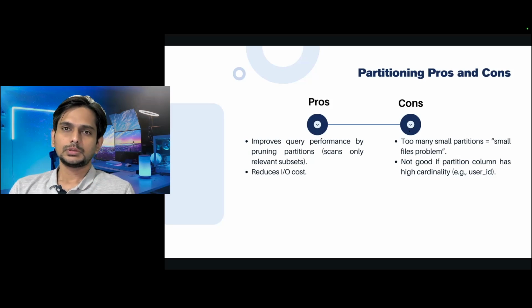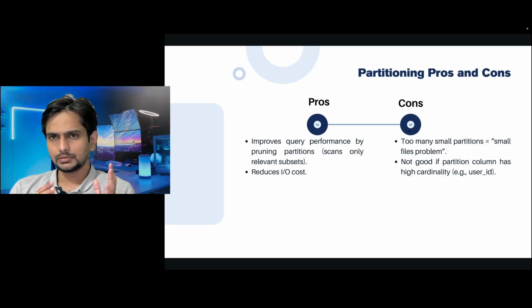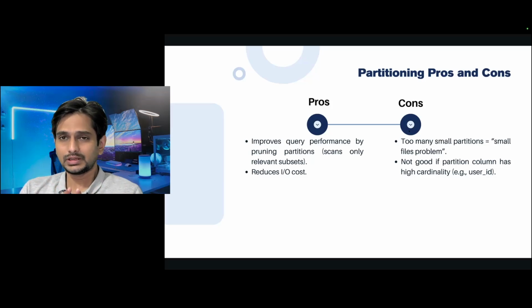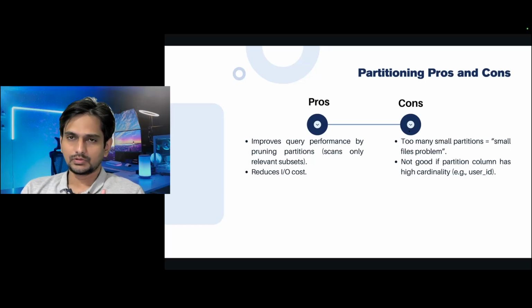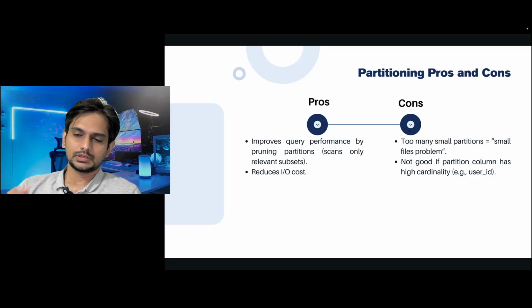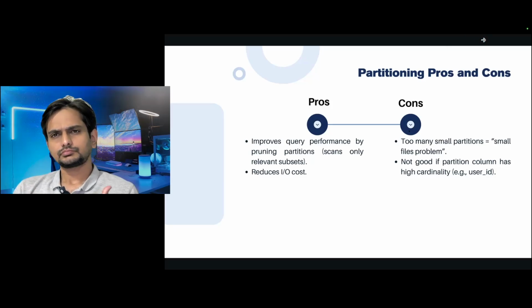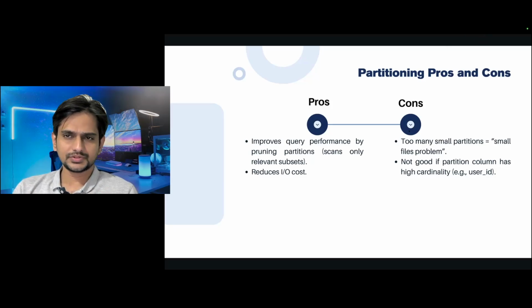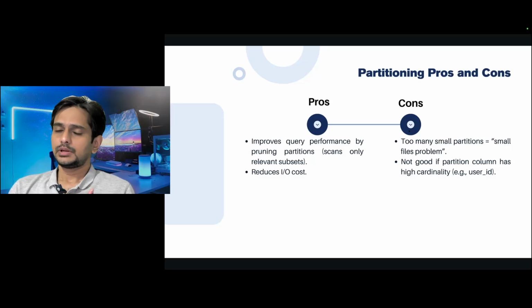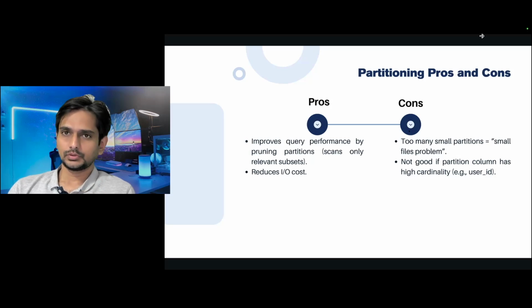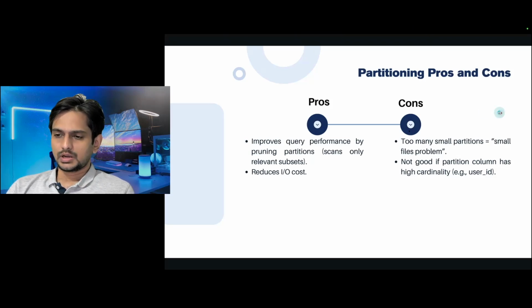So we need to analyze the column. It should have uniquely distributed values, and it should not create too many small file problems. That's also one of the key elements to consider. And also, if you pick the wrong column to partition, queries won't actually benefit from it. Rather, it might worsen the queries. So choosing the right partition key is very critical. Okay, so this is all about partitioning.